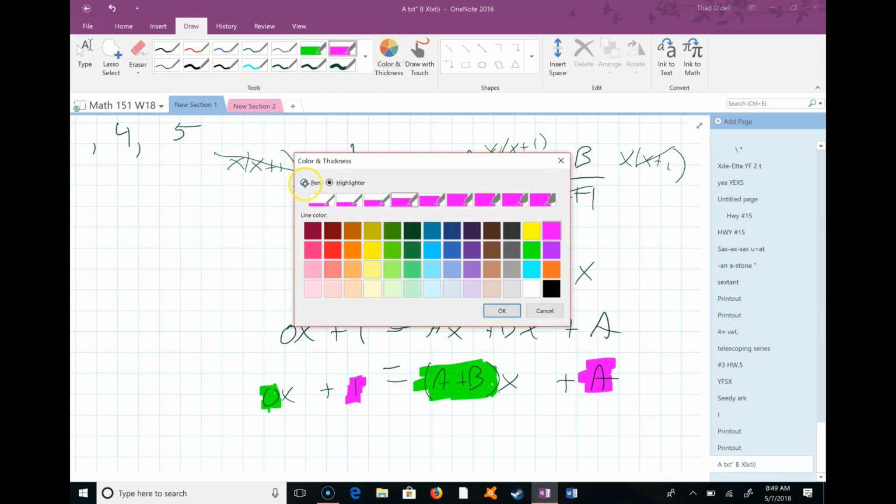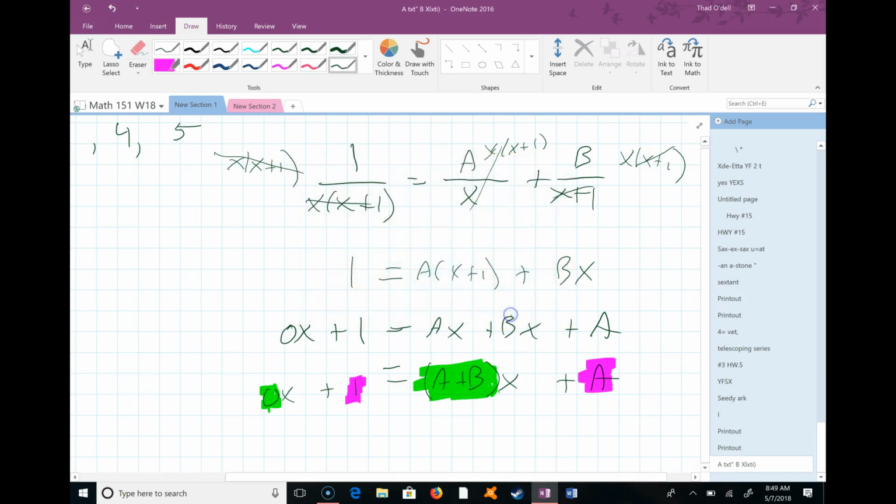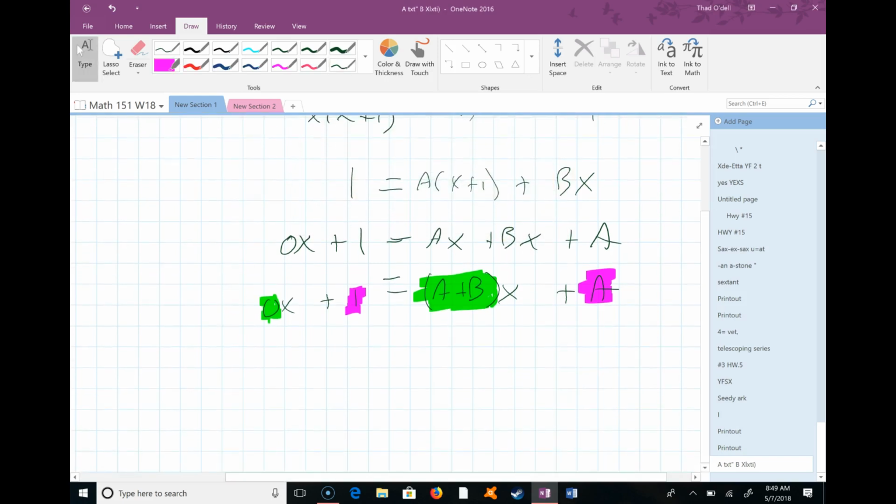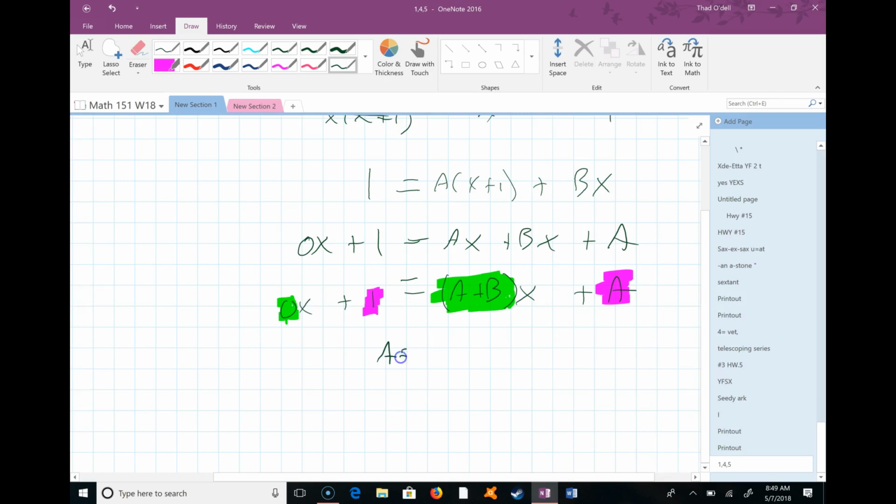Let me get rid of my highlighter now, since we're done with that. So that means that a has to be equal to 1, and also a plus b has to be equal to 0. So if a is equal to 1, that means b has to be equal to negative 1.